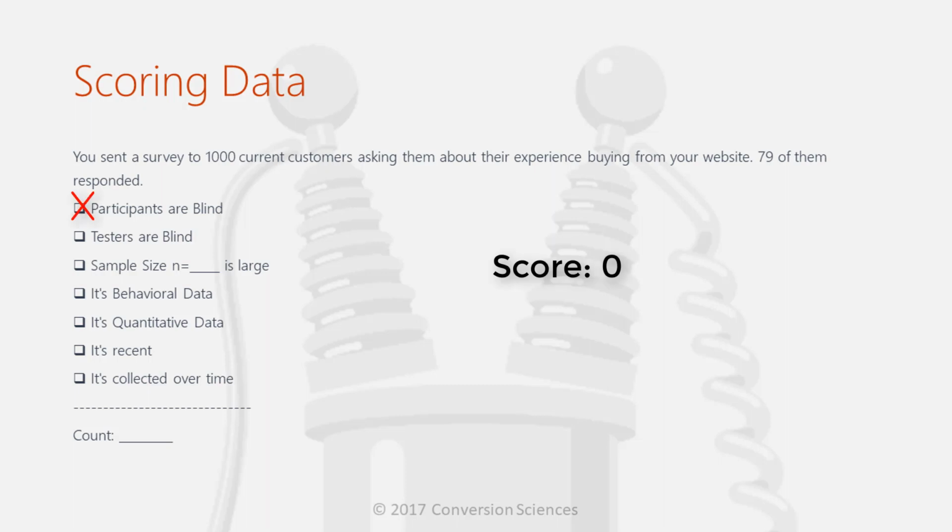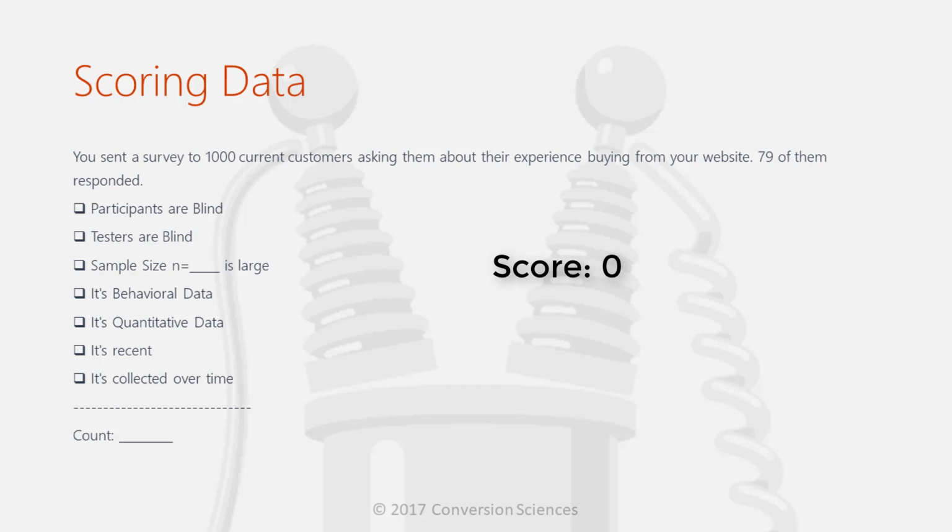Are the testers blind? They can be blind if we use an online survey and aggregate the data, but in general, we'll find that the testers are not blind and they can pick up some clues as to who's answering specific questions, and we can bring our biases to that. So we'll not give it a point there. What is the sample size?